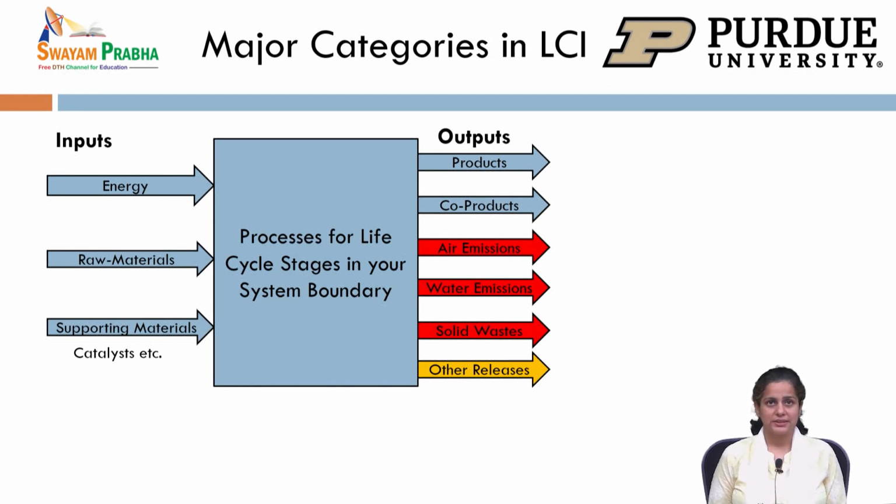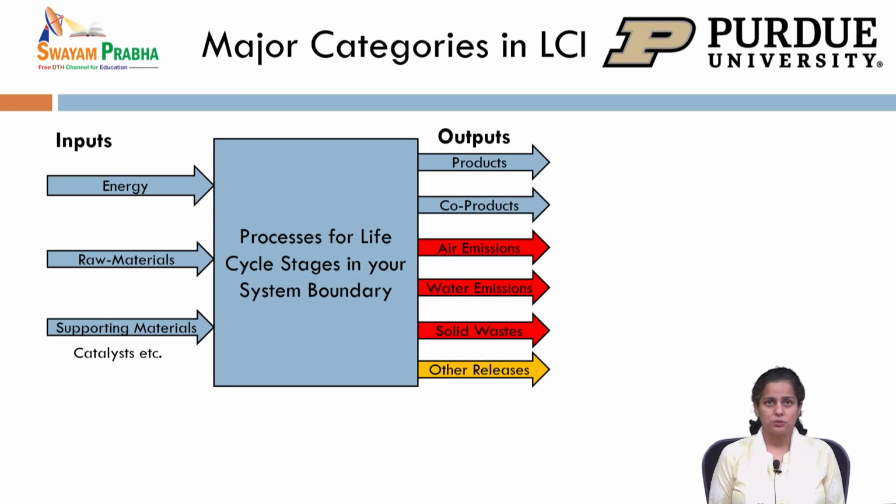The major categories in LCI are this. If you have any process that you are including in the life cycle stages in your system boundary, there are two things that we look at. First is the input and the second is the output. In the inputs, we have energy, raw materials, and any supporting materials. The supporting materials include things like catalyst, it can include things like plastic packaging or other stuff, but it is anything that supports the production.